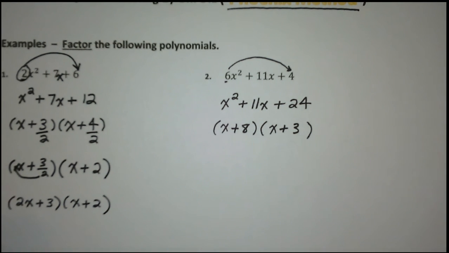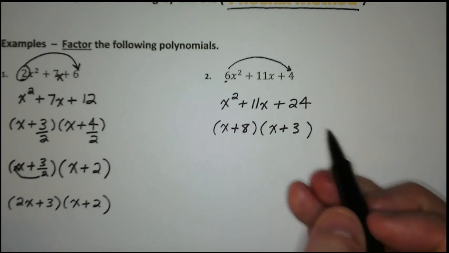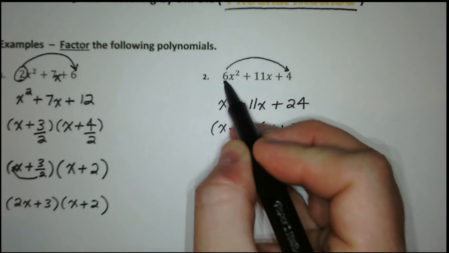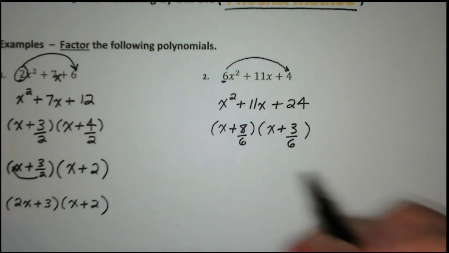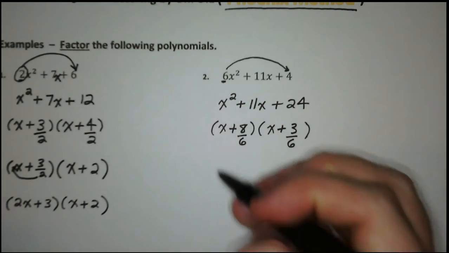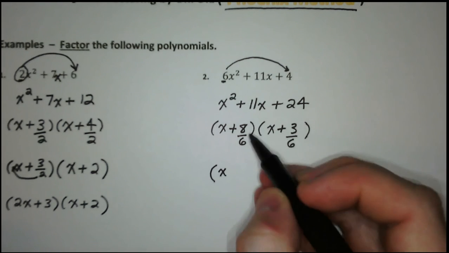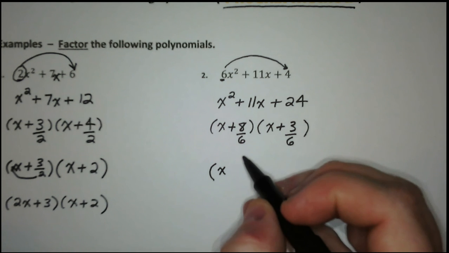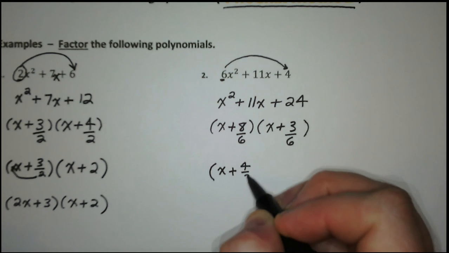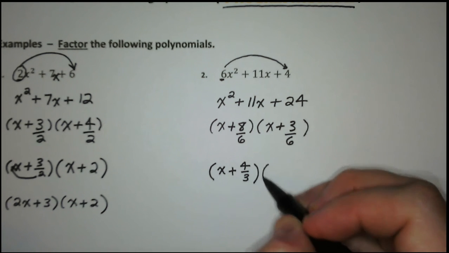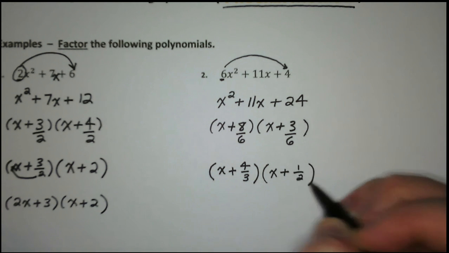So what's next? Once we've made our easy bubbles, now it's time for the phoenix to rise again from the ashes, the 6 by division. And what happens next is we reduce the fractions if we can. And guess what? 8 over 6 reduces to 4 over 3, doesn't it? And 3 over 6 reduces to 1 over 2.